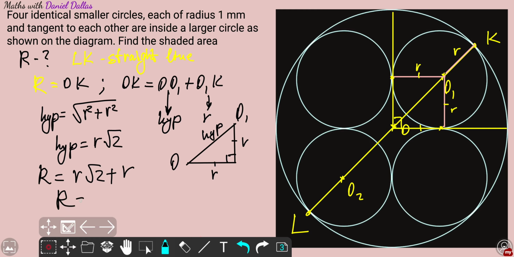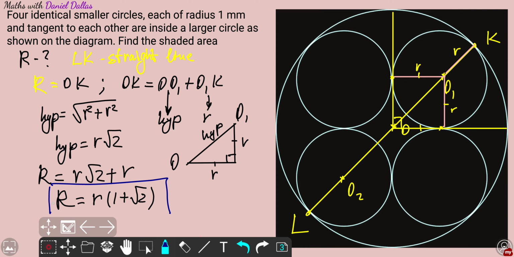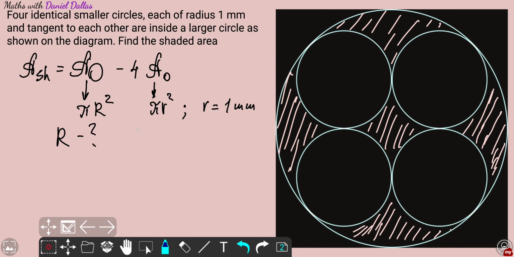So finally we have the equation that connects the smaller radius with the big one. I put this as the final formula that connects them: R equals r times (1 plus square root of 2). So hopefully, if we go back and write the radius, which is small r equals 1, we plug into the formula and we'll get the following.